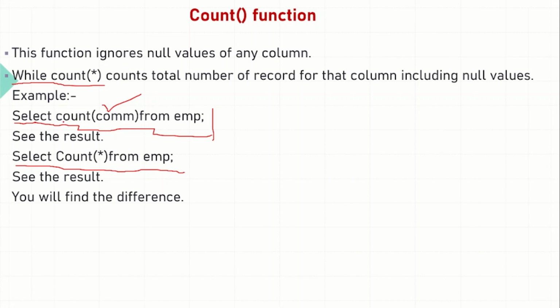If you are using count with a particular column, whether it is salary, commission or anything else, in that case, count will not count null data. Null means blank, no data. But if you use count star, you will be able to get the exact number of records for a particular table.